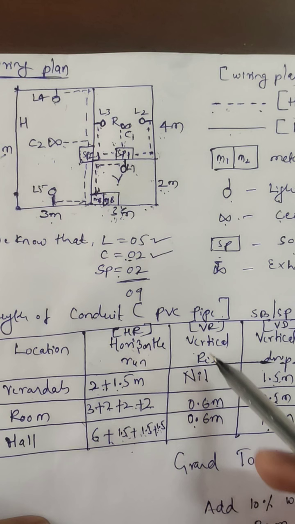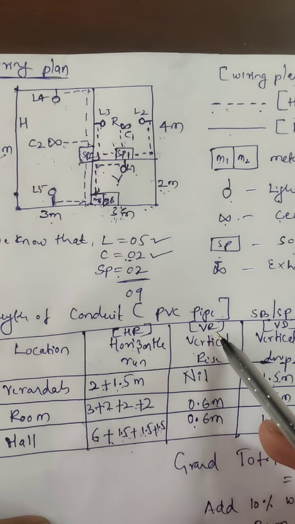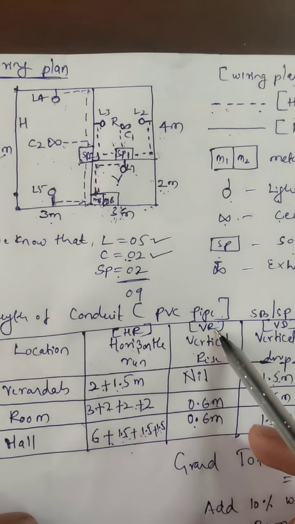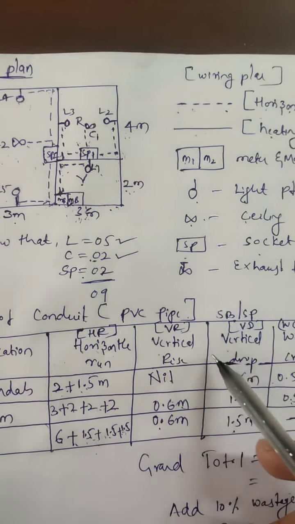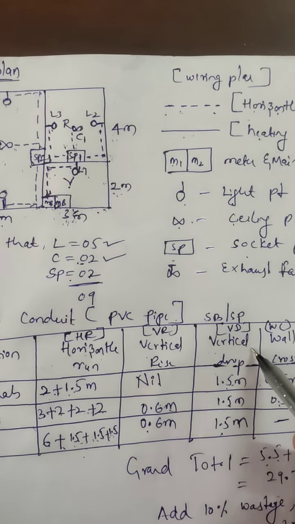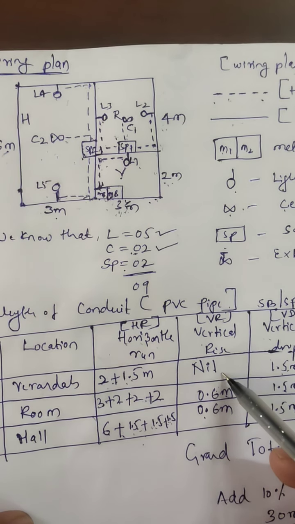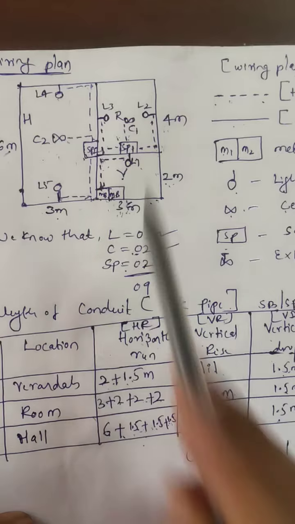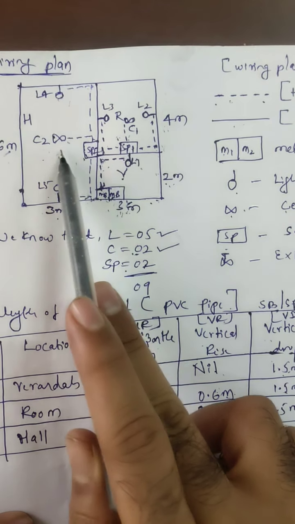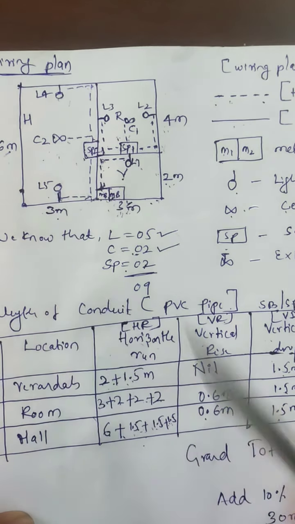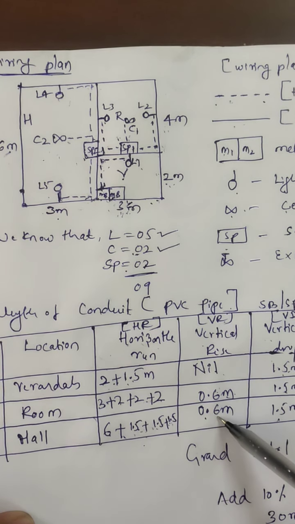Vertical rise means only wherever you have the ceiling points, in that location use the vertical rise value. Vertical rise we already calculated, 0.6 meter. Vertical drop we got 1.5 meter, and wall cross we assumed 0.5 meter. So vertical rise in the veranda: no ceiling points considered, nil, it is 0. In the room, one ceiling point we have taken, and in the hall one ceiling point we have taken. So vertical rise is 0.6 and 0.6.